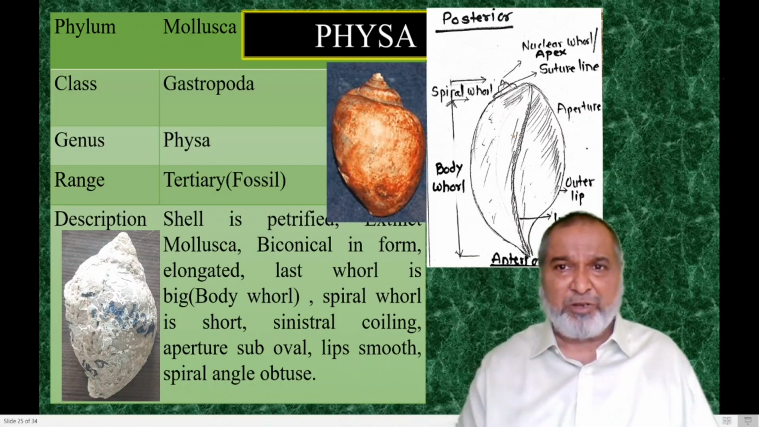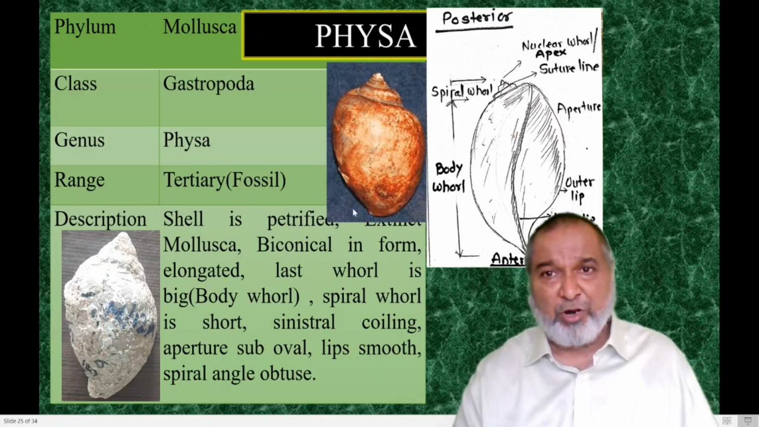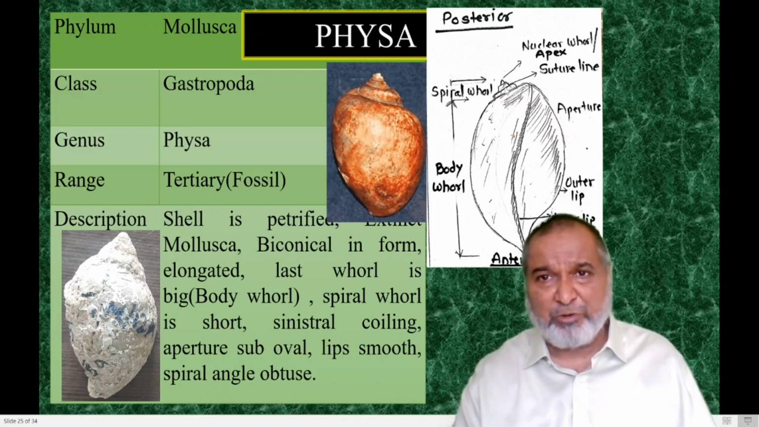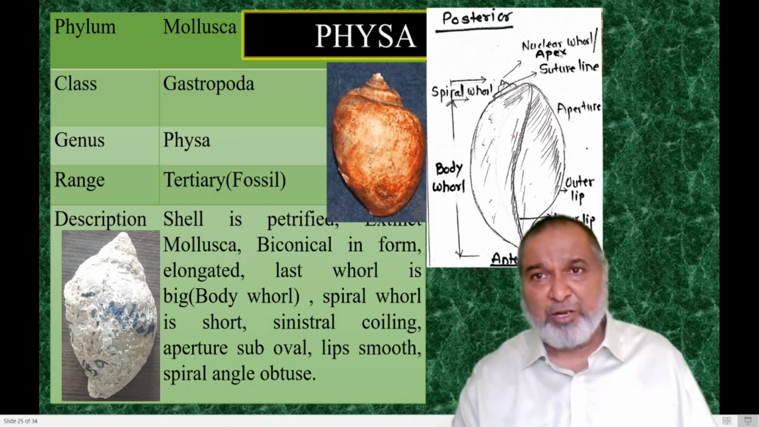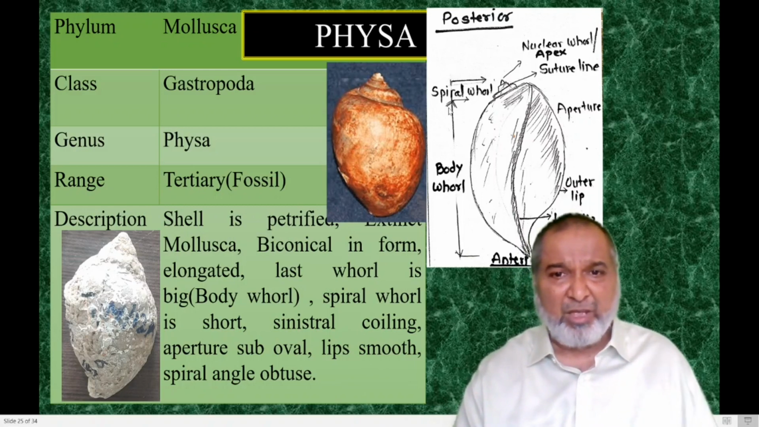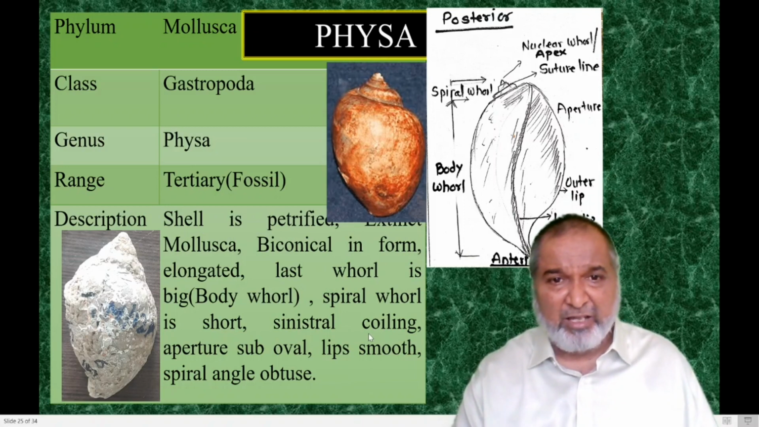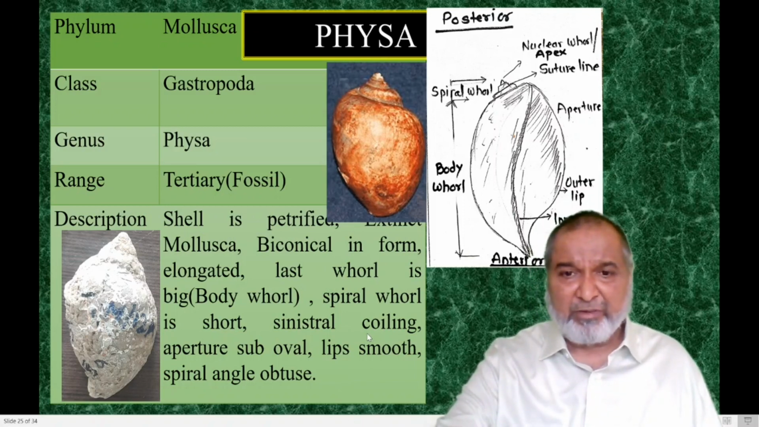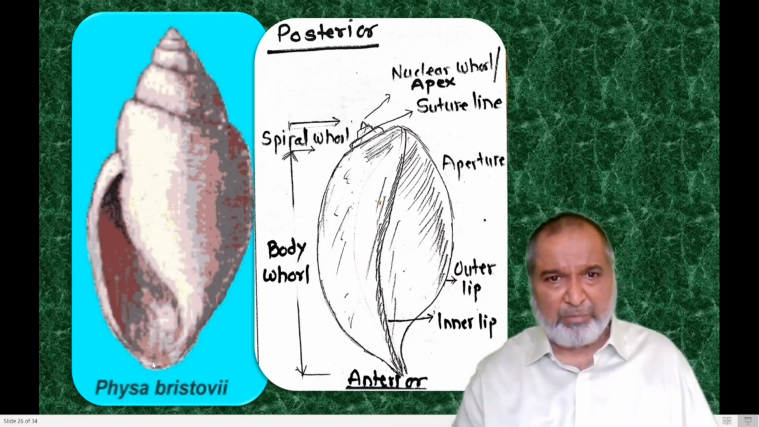No problem, whatever you are going to see. This is a biconical one. The body whorl is very large compared to the spiral whorl, and they make an obtuse angle. Nuclear whorl, that is the spiral whorl, aperture in the center, outer limb, inner limb, body whorl, spiral whorl. This much we have to write about this one. Sinistral coiling is there, which is a very important point, and the shell is smooth. So this is the part. You can see now, sinistral one part.